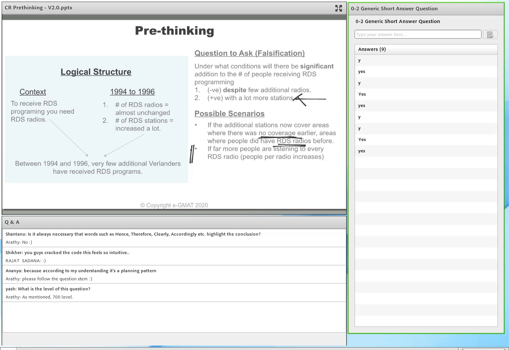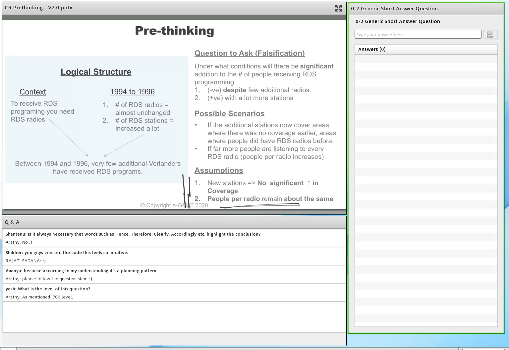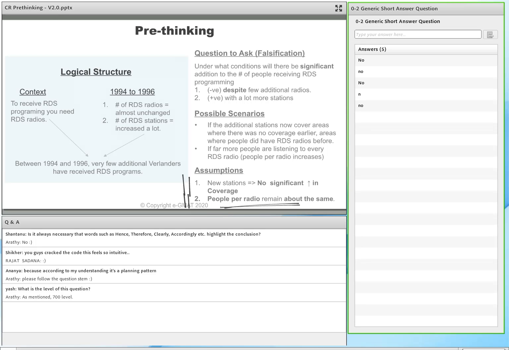Okay. So what are my assumptions? The new stations should not increase the coverage significantly, which means they should be transmitting in similar areas, or people per radio should remain about the same. If you increase the radios, then it will also go up. Yes, but can you increase the radios? Can you increase the number of RDS radios, guys? Can you increase? No, it's given. There are very few additional radios. You cannot go against the facts in the argument.